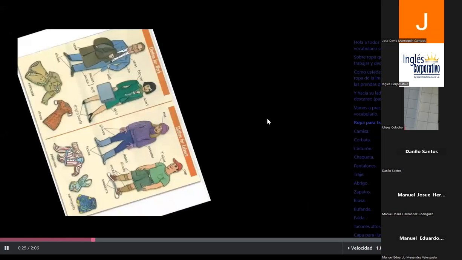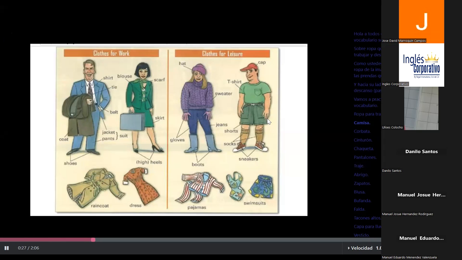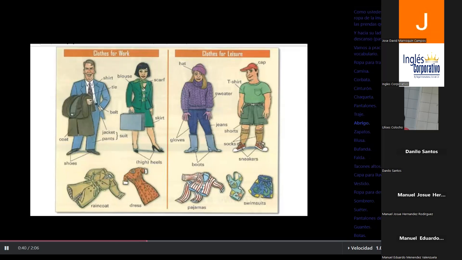Clothes for work. Shirt, tie, belt, jacket, pants, suit, coat, shoes, blouse, scarf, skirt, high heels, raincoat, dress.